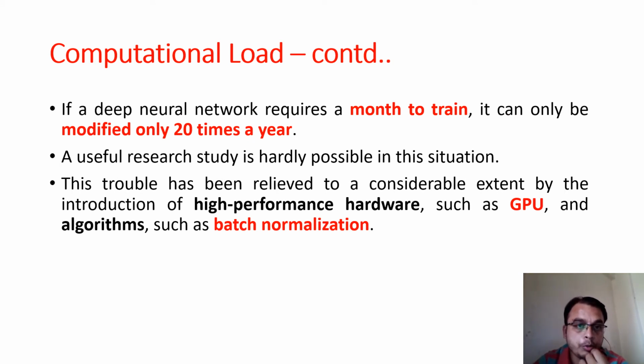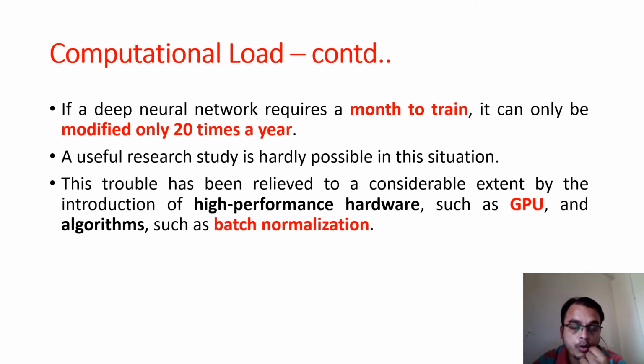For example, if a deep neural network takes a month to train, then it can only be modified about 20 times per year. Suppose you have one model, and it takes a month to train on the data. If you want to make modifications to the same network again, how much time will it take? Again a second month, again a third month. So if you check, how many times can you modify your system? 20 times per year, which is a huge amount of time. A useful research study is hardly possible in this situation.